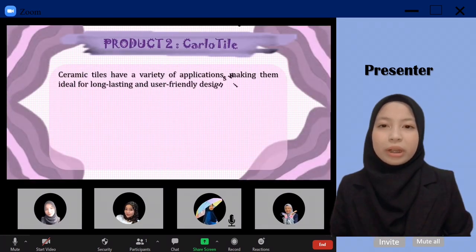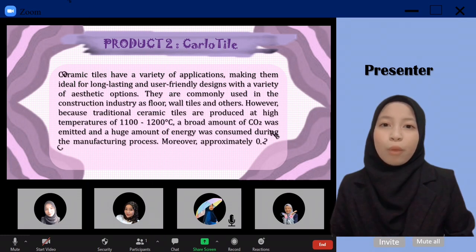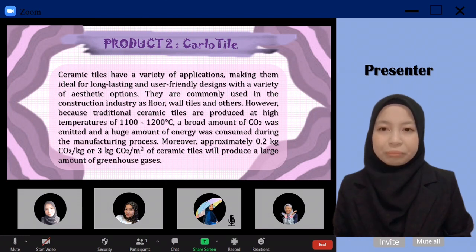Ceramic tiles have a variety of applications, making them ideal for long-lasting and user-friendly design with a variety of aesthetic options. They are commonly used in the construction industry, such as floor tiles, wall tiles, and others.